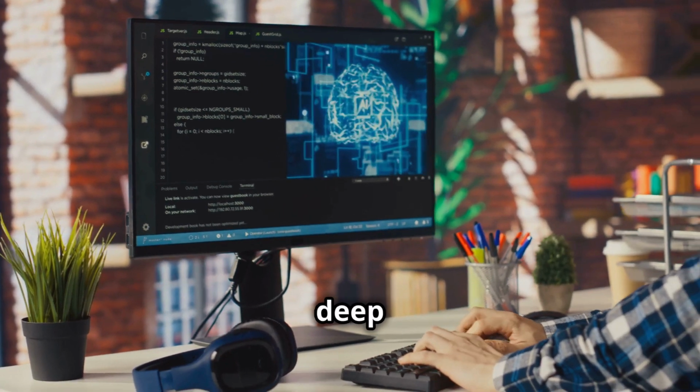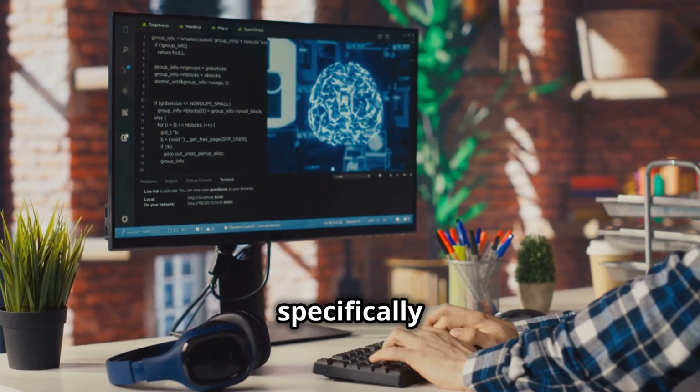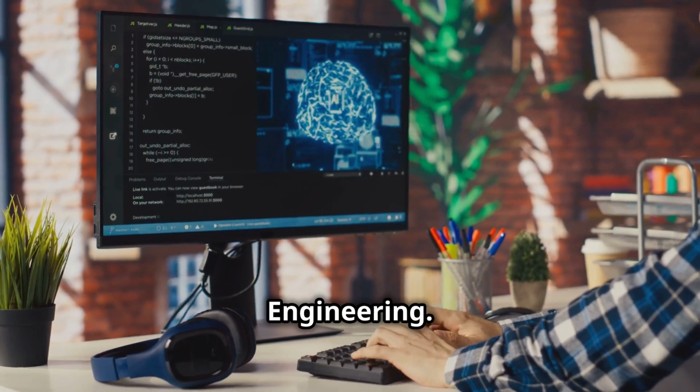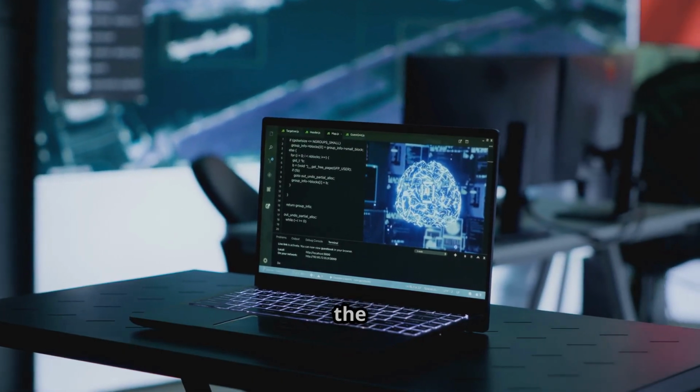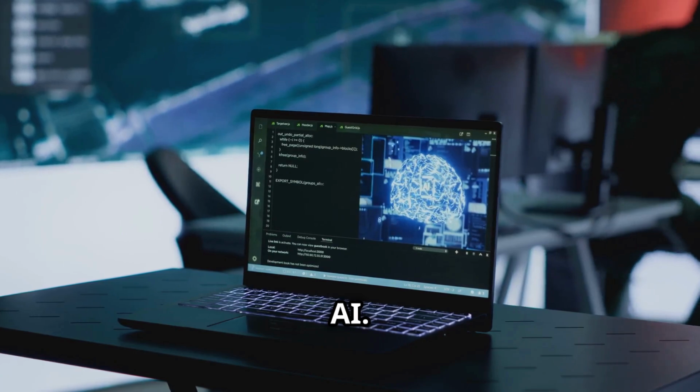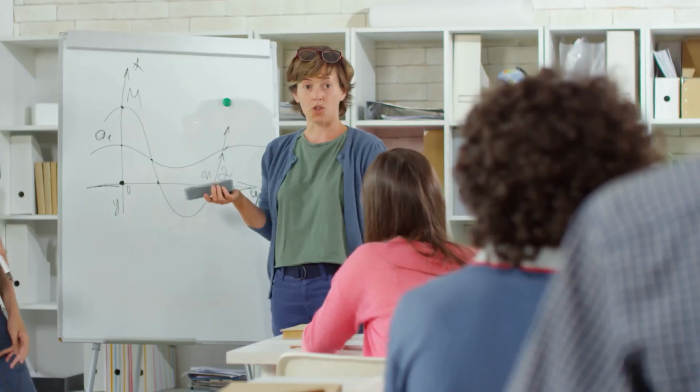Today, we're diving deep into the world of AI, specifically something called prompt engineering. It's like having the cheat codes to get the absolute best results from any AI. Let's get started.